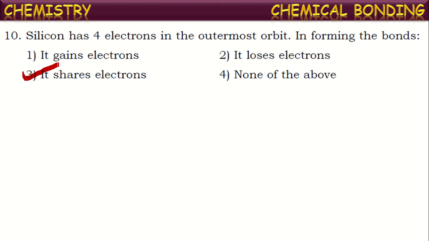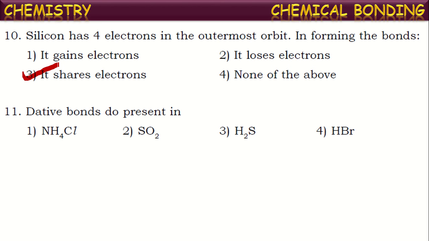Okay, next, dative bonds are not present in which molecule? NH4 plus ion formation has one dative bond. SO2 forms one dative bond with one oxygen, and it forms one double bond with the other oxygen. In case of H2S also, there is a dative bond between the hydrogen and sulfur. Whereas in case of HBr, there is only one covalent bond, which is not a dative bond. Okay, HBr does not contain a dative bond.